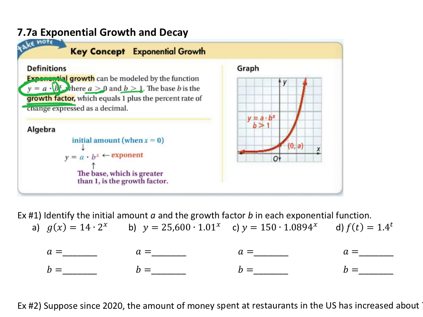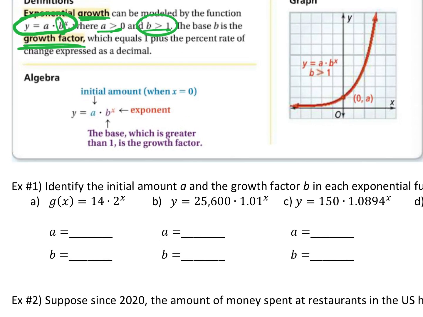So if that number is greater than 1, which is what they're saying here, b will be greater than 1 when it is growth, then that thing is increasing. So like if it's 2, it is doubling, right? If it's 1.25, what's 1.25 as a percent? It's 125%. So it's 125% of what it was. That means it is growing, okay, 1.25. So that's what we're going to be looking at.